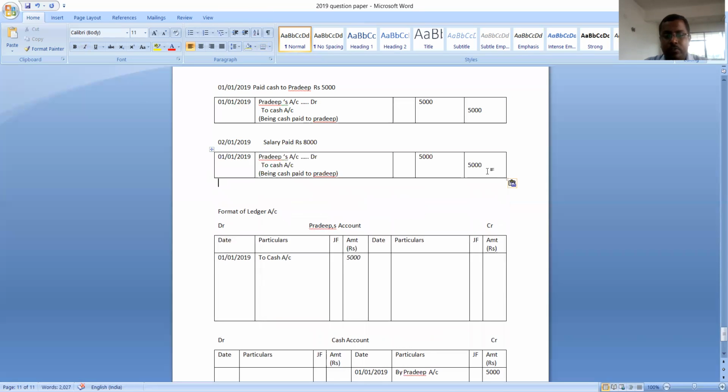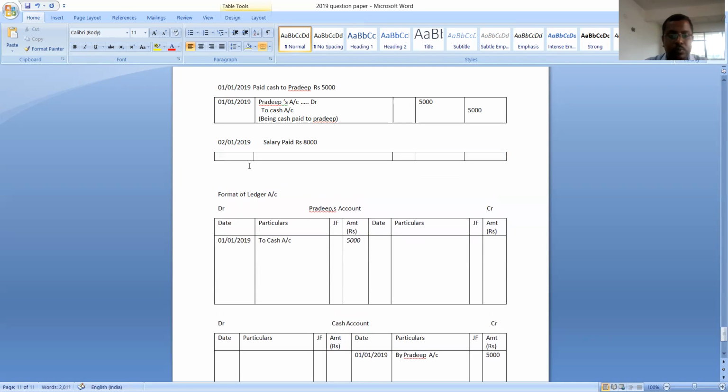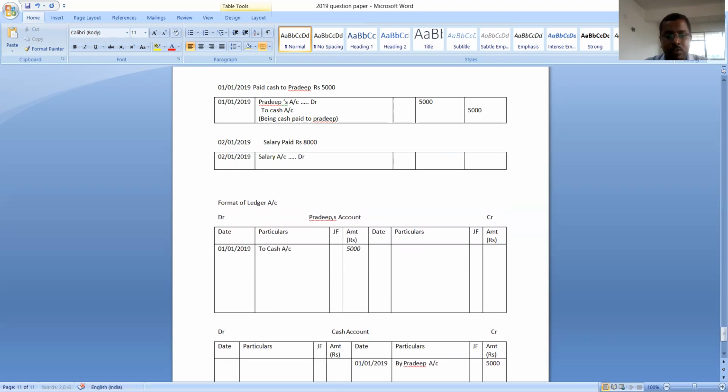What is the journal entry for this particular transaction? First of all, 2nd January 2019 is the date. What is the transaction? Salary paid, rupees 8,000. So the two accounts are the salary account and the cash account. Here salary is an expense, so according to the nominal account rule, debit all expenses and losses. So the salary account is debited. Which account should be credited? The cash account is credited because cash is going out of the business.